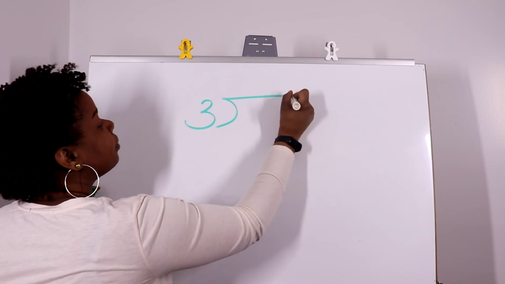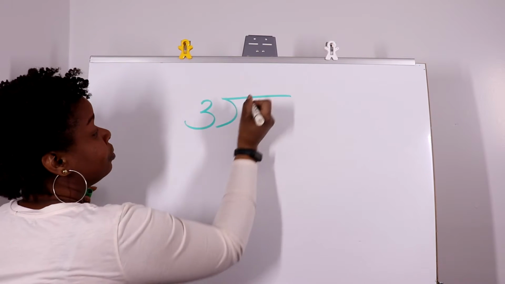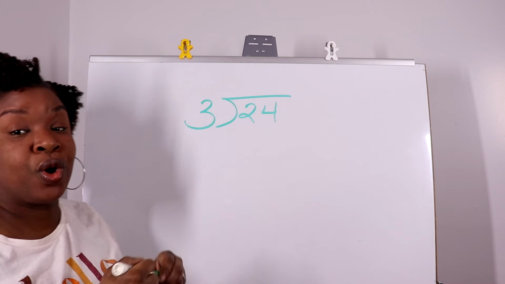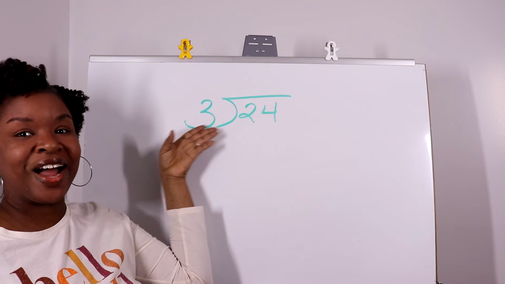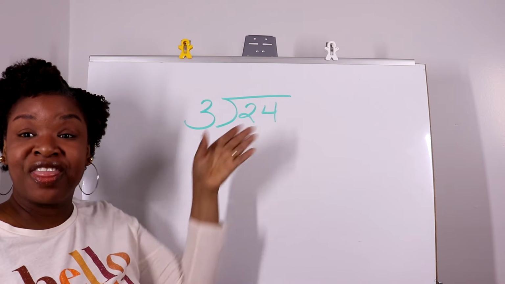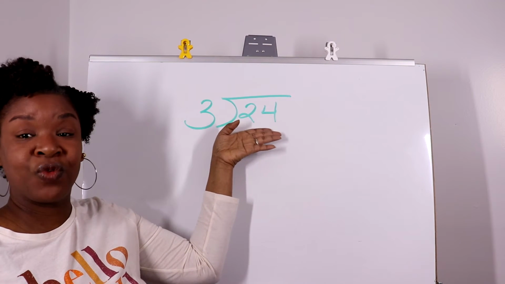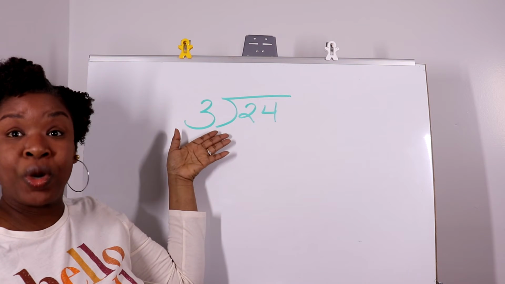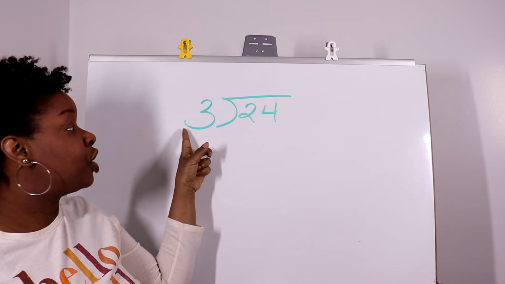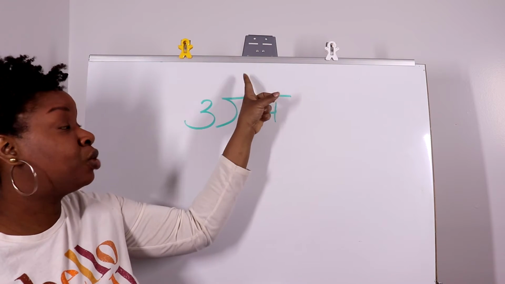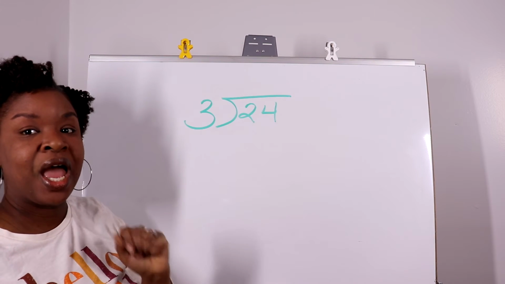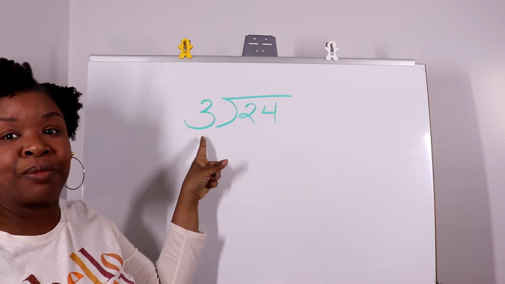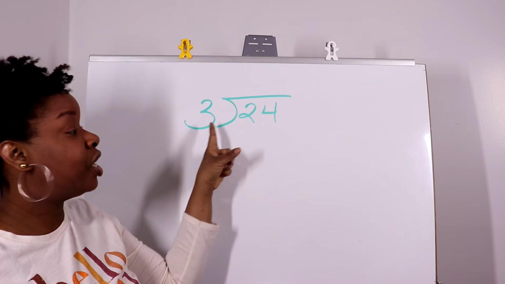24 divided by 3. Because remember, the dividend, which is the 24, is the number that is being divided into. 3, which is the divisor, is the number that you're going to use to divide. And then our quotient is our answer. Now, let's look at this number. We need to know how many times 3 can go into 24.